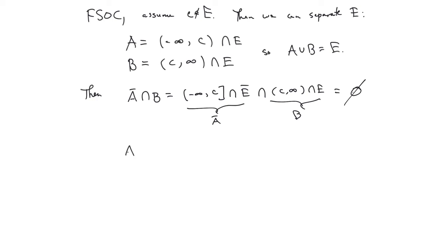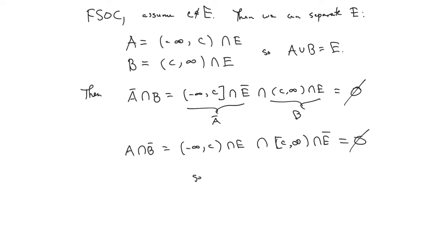And for the same reason, A intersect B bar, this looks like minus infinity to C, the open interval, intersect E, that's A, and then intersect the closed interval C to infinity, intersect E bar, but this is empty. Again, the extra E and E bar don't affect the intersection because it's already going to be empty because of the interval parts. All right, excellent. This is our contradiction, right? Because we assumed E was connected, but we just demonstrated that you can actually separate it out. So E is disconnected, and that's the contradiction.